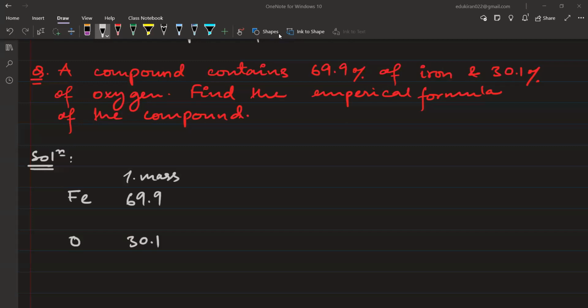Okay. If I want to calculate in terms of moles, then I have 69.9 divided by, what is the molar mass of iron? 56. Okay, 69.9 divided by 56. And what is the molar mass of oxygen? You have 30.1. Molar mass of oxygen is equal to 16. Tell me what should be the value here and here.